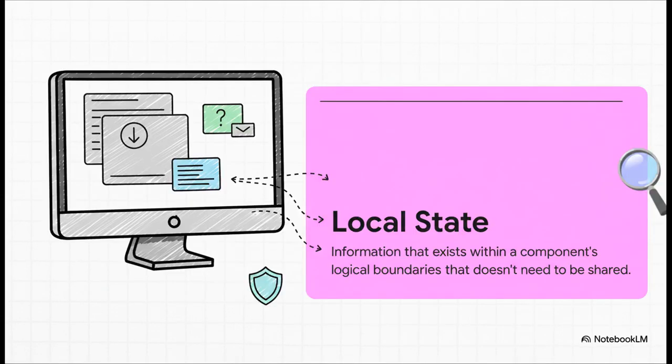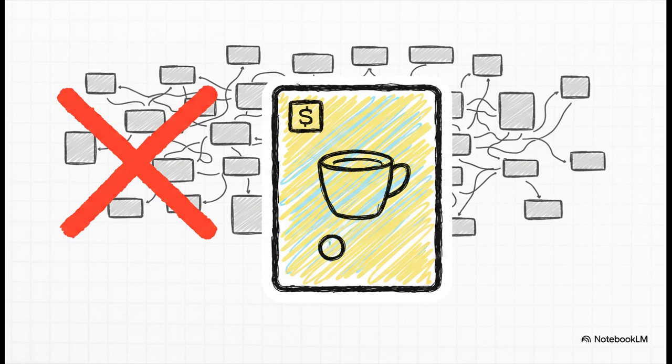All right, number 3, local state. And this one is the easiest of them all. This is just data that a single component needs to do its job, and that's it. It doesn't need to be shared with anyone. We're talking about simple stuff like, is this modal window open or closed? Is this drop-down menu visible? And guess what? The perfect solution is already built right into React. It's just useState. That's all you need.